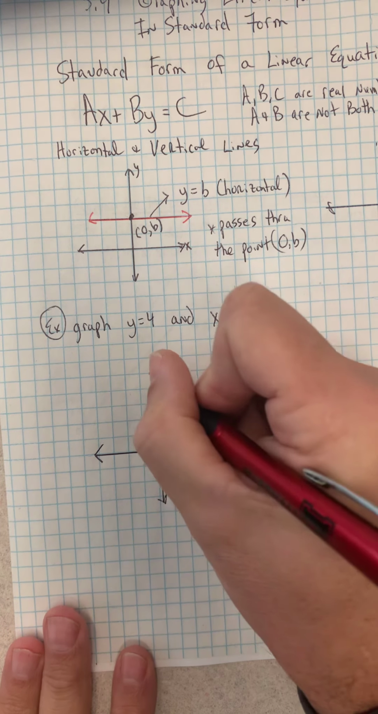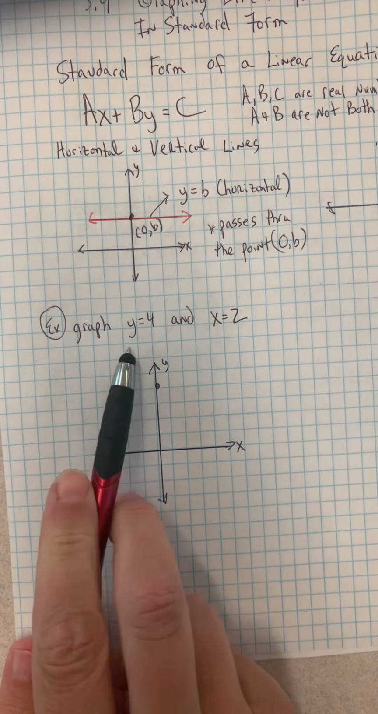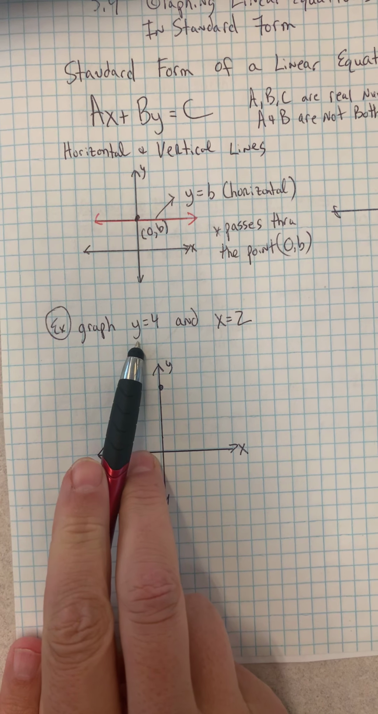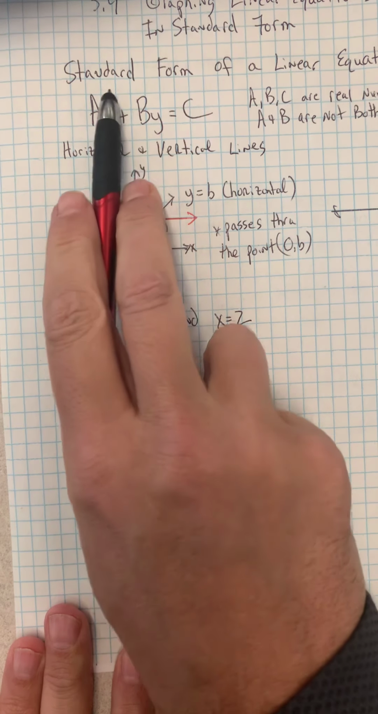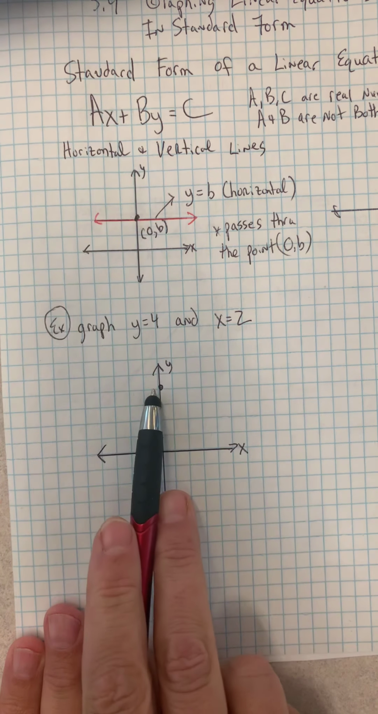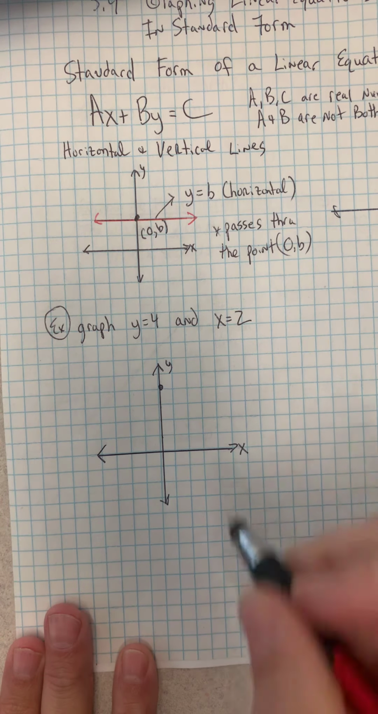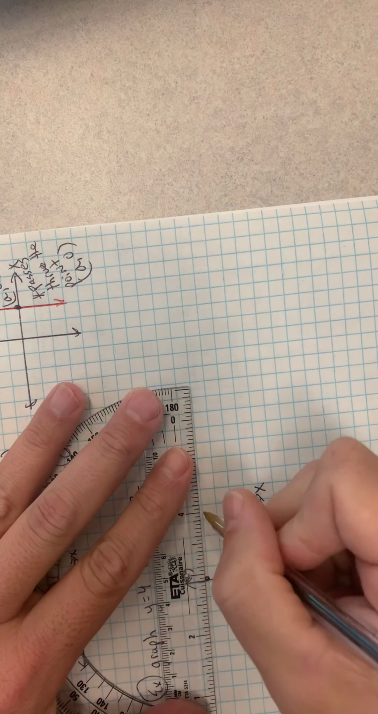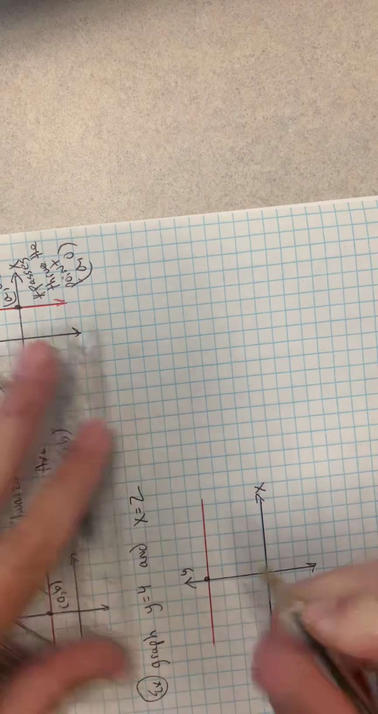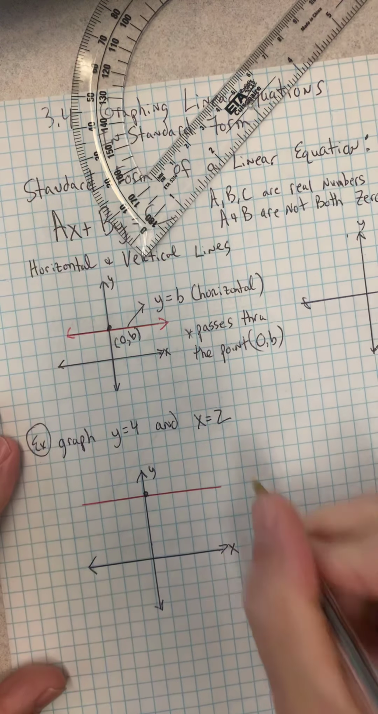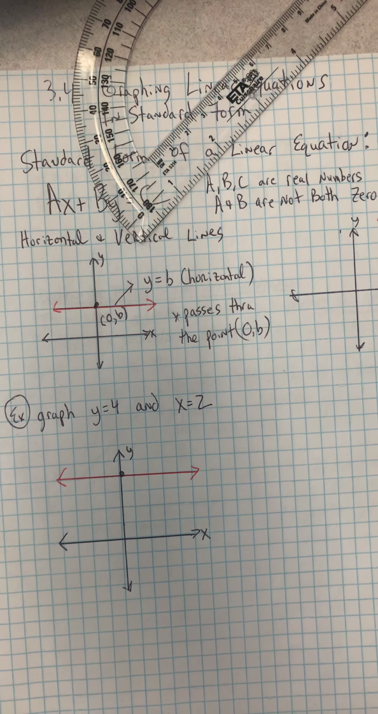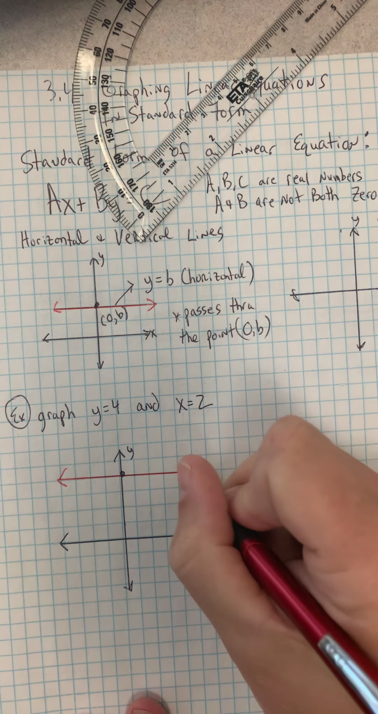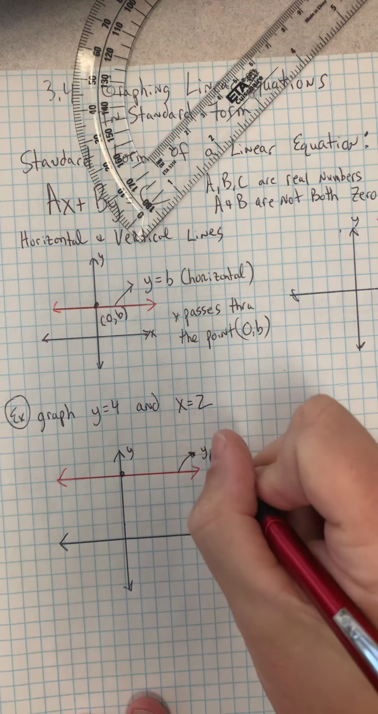1, 2, 3, 4. Remember, x is 0. So if I look back up here, if x is 0, it's going to tell me y equals. I have an ordered pair of 0, 4. I can draw this line in. And that is the line y is equal to 4.